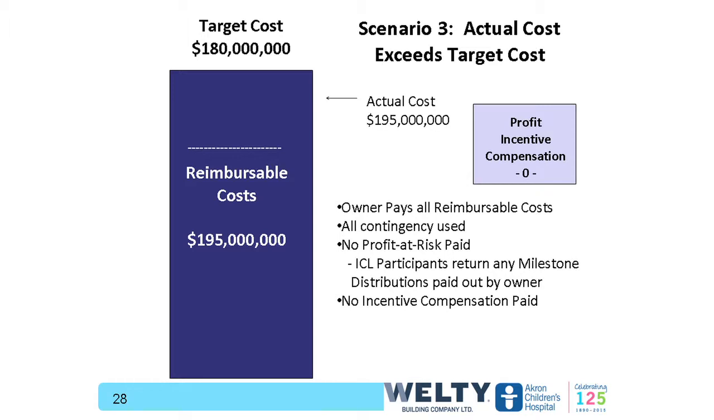And then in this scenario where you have the actual cost exceeding the target cost, the team would forfeit all of its profit. The hospital would pay time and material for whatever it took to get the project done. And at the end of the day, the hospital would have its project completed, but the team would basically have received payment for their time and material. There would be no ICL, incentive compensation distributions paid out, and in this case, all the contingency was burned up, so there was nothing to flow up into the incentive pool.